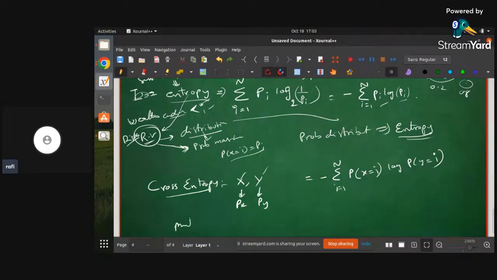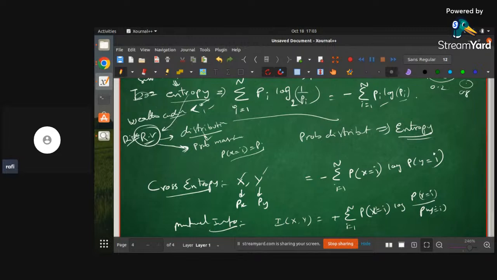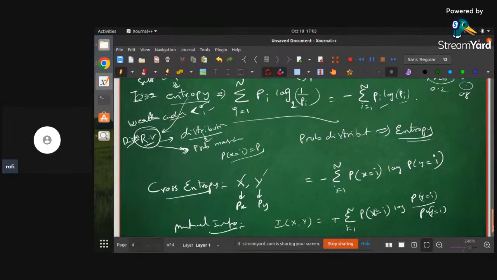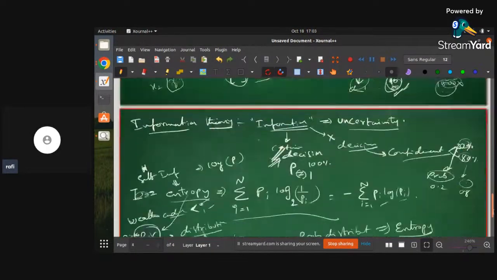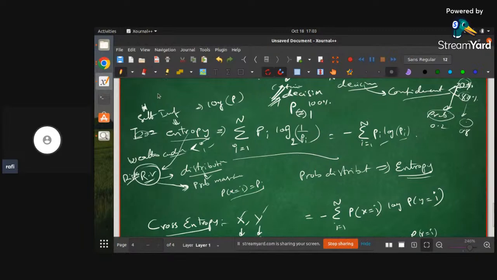And we have mutual information, which gives the common information across two random variables, I(x,y), defined as the sum of p of x equal to i, log of p of x equal to i by p of y equal to i. So revise this information theory concept. I might have covered this in communications. We will stop at this point.